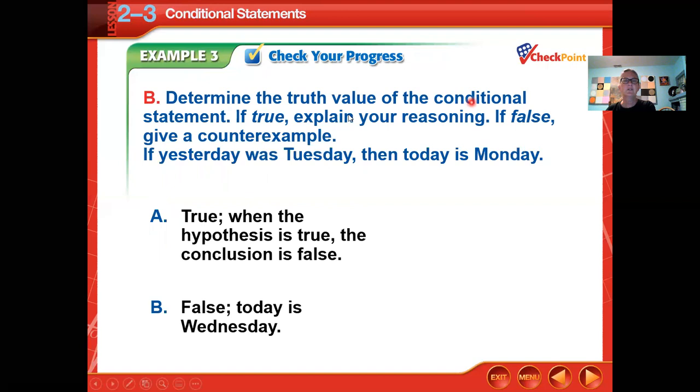Determine the truth value of the conditional statement. If true, explain your reasoning. If false, give a counterexample. If yesterday was Tuesday, then today is Monday. Okay, we're not living in an alternate timeline. My counterexample is that today is Wednesday. So therefore, this statement is false. If yesterday was Tuesday, then today is Wednesday. That's my counterexample.